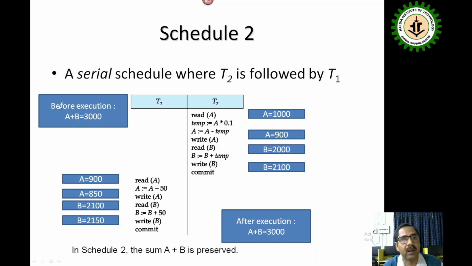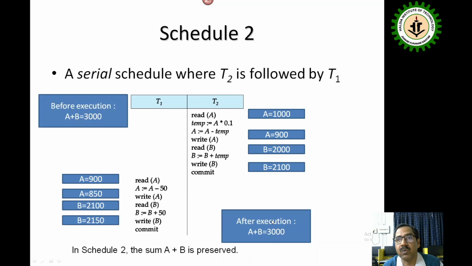Here also we check: before starting the execution of the schedule with transactions T1 and T2, the sum of the total amount of account holder A plus account holder B is 3000, because the initial value of account holder A equals 1000 according to our assumption, and the initial value of account holder B is 2000, so the total amount is 3000. After successful execution of transactions T1 and T2, where T2 is followed by T1, the sum of the amount is 3000.